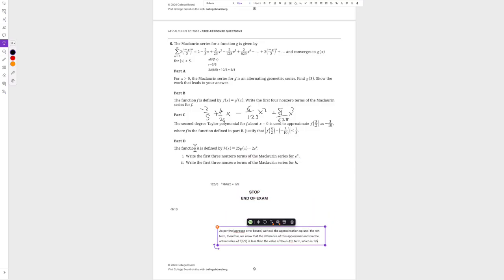And finally, we are on part D. The function h is defined by h of x equals 25 g of x minus 2 e to the x. Write the first 3 non-zero terms of the Maclaurin series for e to the x.